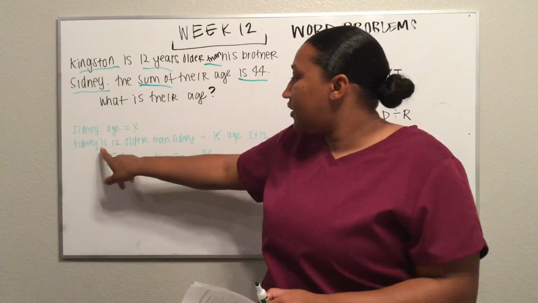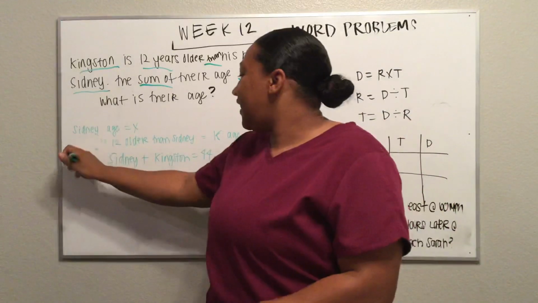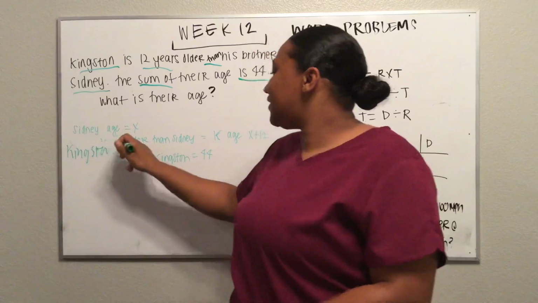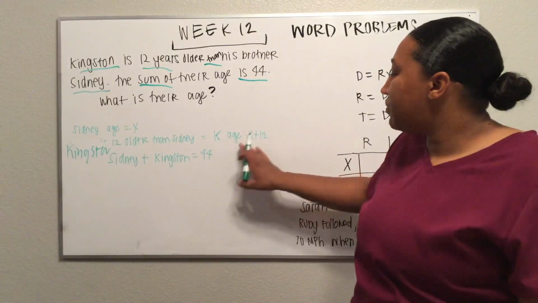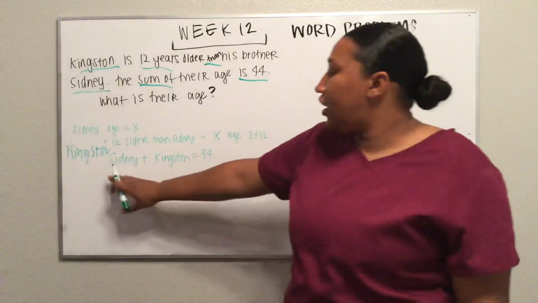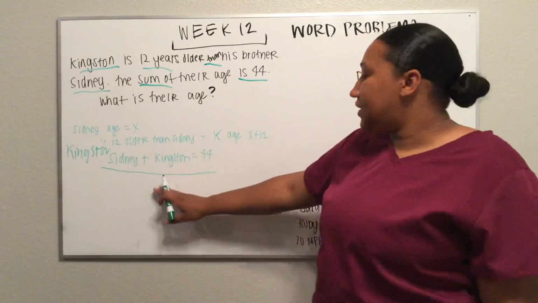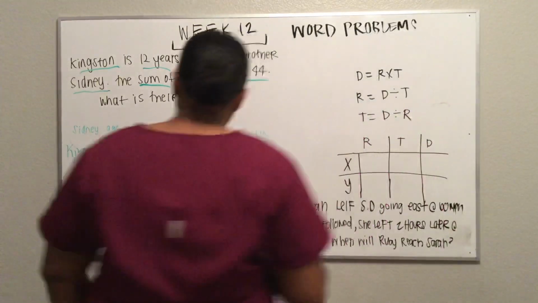And it says Kingston, not Sydney's... oh, Lord. Kingston is 12 years older than Sydney. So we know that Kingston's age is Sydney's plus 12. Initially, the goal is that Sydney plus Kingston is equal to 44. And this is how I would set up the problem.